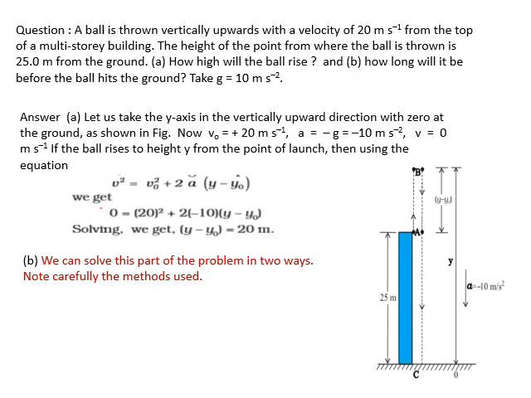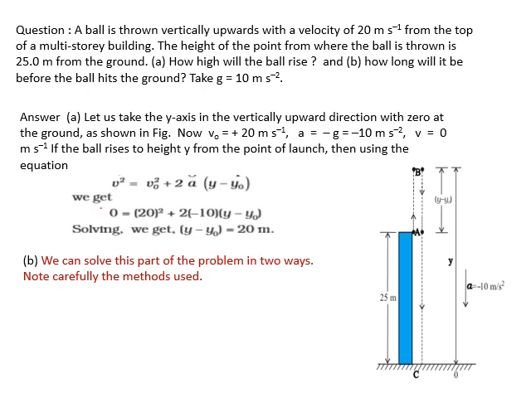The next question statement is on the slide: a ball is thrown vertically upward with a velocity of 20 meters per second from the top of a multi-story building. The height of the point from where the ball is thrown is 25 meters from the ground. You have to find how high will the ball rise and how long will it be before the ball hits the ground. And it is given that you have to take the value of g equals 10 meter per second square.